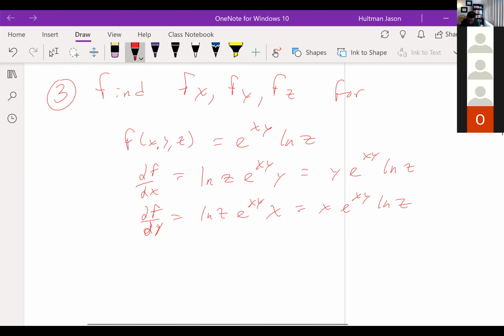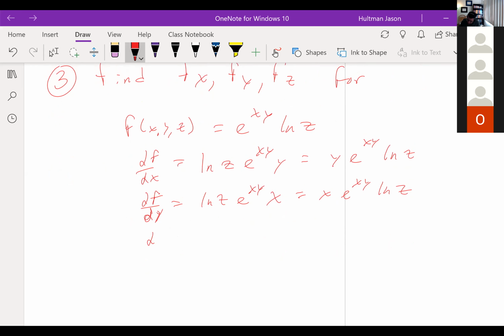Okay, and then what's the partial with respect to z? Well, this e to the xy is just a constant, and the derivative of natural log z is just 1 over z. So this just becomes e to the xy over z. Okay. That was easy.